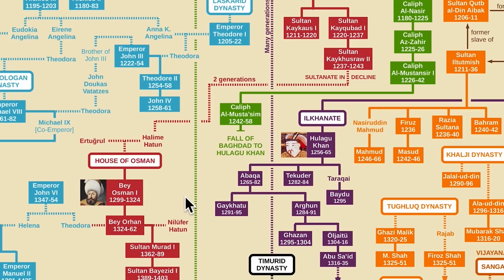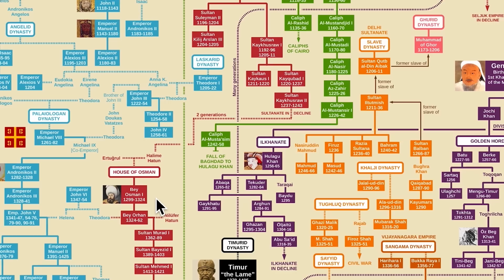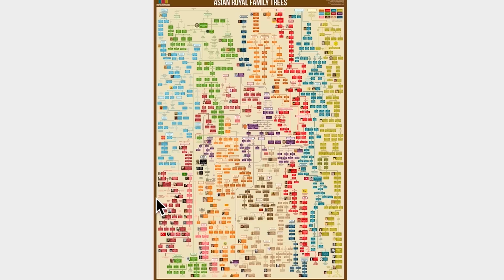I have a separate video in which I go through the Ottoman family tree, which I'll link to in the description. In that video, I pointed out that there's actually a blood connection between the Seljuks and the Ottomans. If we go 2 generations down from this sultan, we get a Halime Hatun, who married Ertugrul. They were the parents of Osman I, founder of the Ottoman dynasty. So that was a look at the Seljuk dynasty.